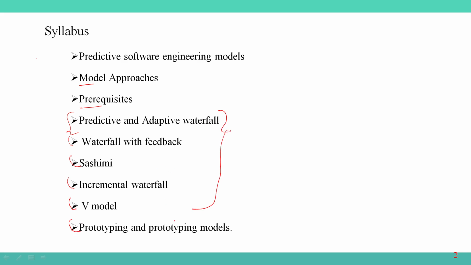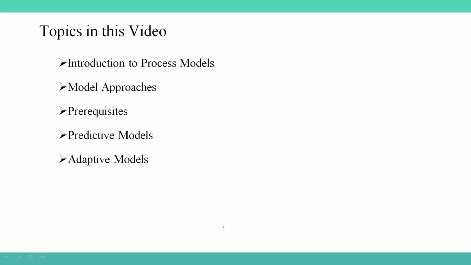And this is a different model which talks about how we can rapidly develop a product. In this part, we are dealing with only these four to five things: what is meant by a process model, what are the different model approaches, and what are the prerequisites required for selecting a model, and two models we will be discussing in general. This is the general form of model representation. These are the contents that we will discuss in this particular video.